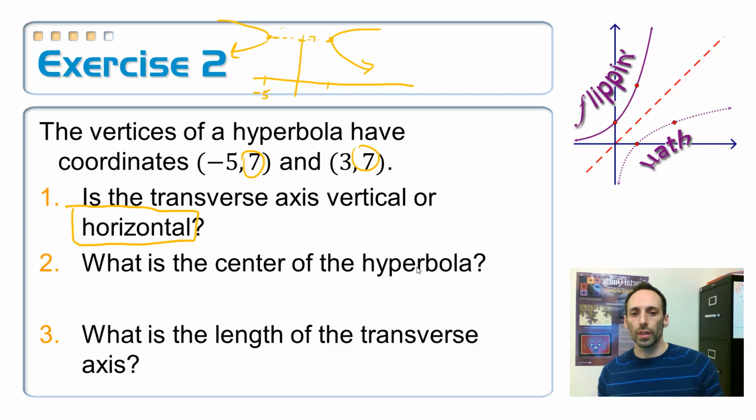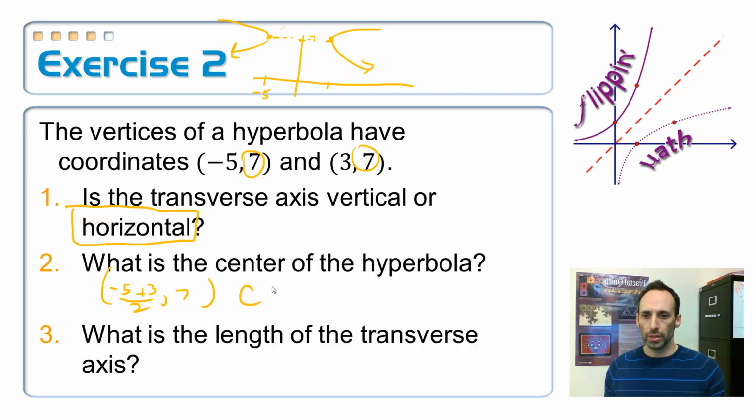What is the center of the hyperbola? The center is just the midpoint between those two vertices. So I want to find the midpoint again. I got -5 plus 3 divided by 2, and then the 7 is going to stay the same. So my center point is at -5 plus 3, which is -2, divided by 2 is -1, and 7. So (-1, 7), we'll say that's about right there.